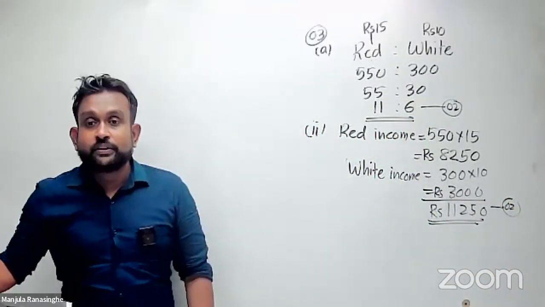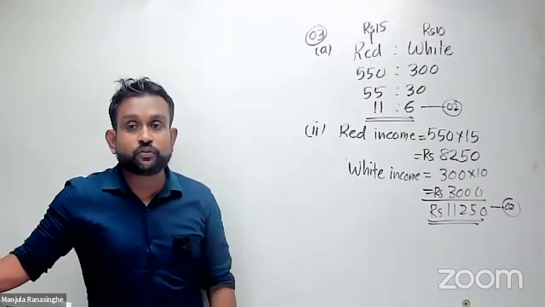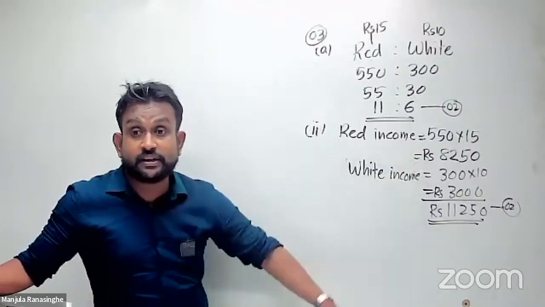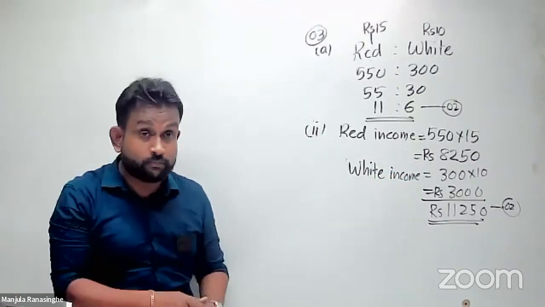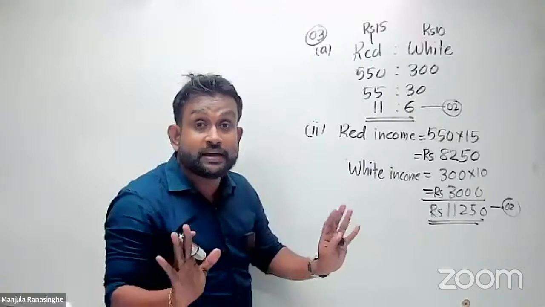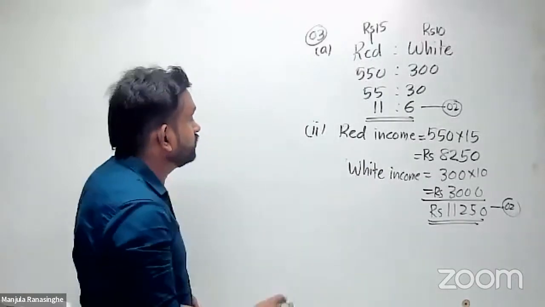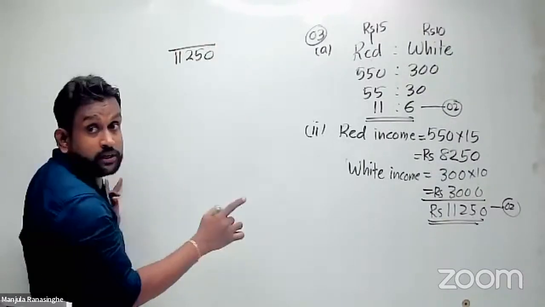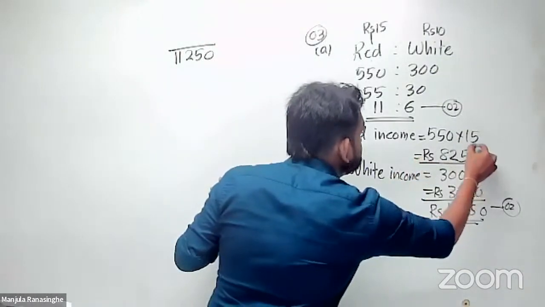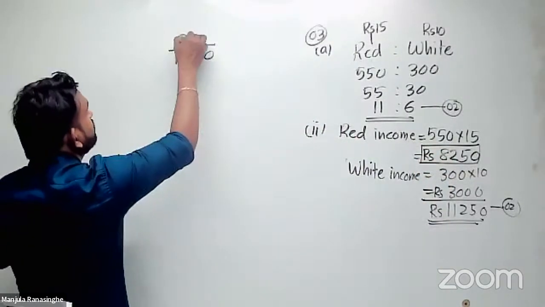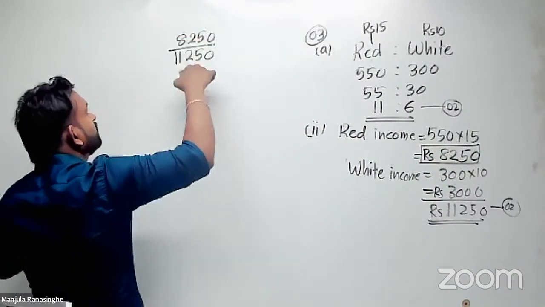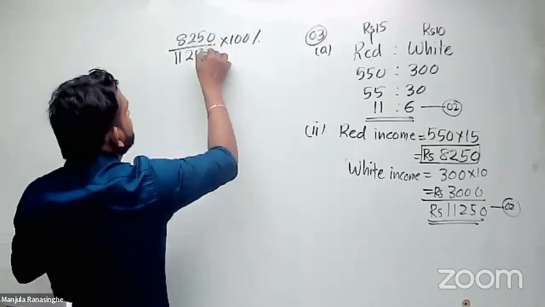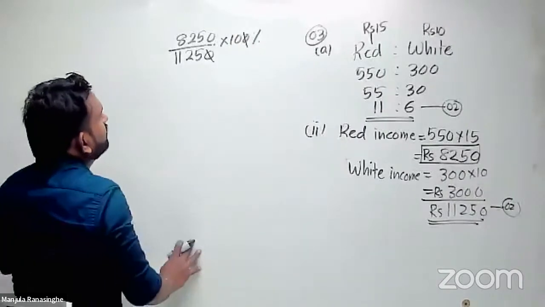Okay. Then express the income gained by selling the red lotus as a percentage of total income. So first write it as a fraction of total income. The total income is 11,250. From the total, the red lotus income is 8,250. So this is the fraction of the total. Then to get the percentage, multiply by 100%. So cancel the zeros.